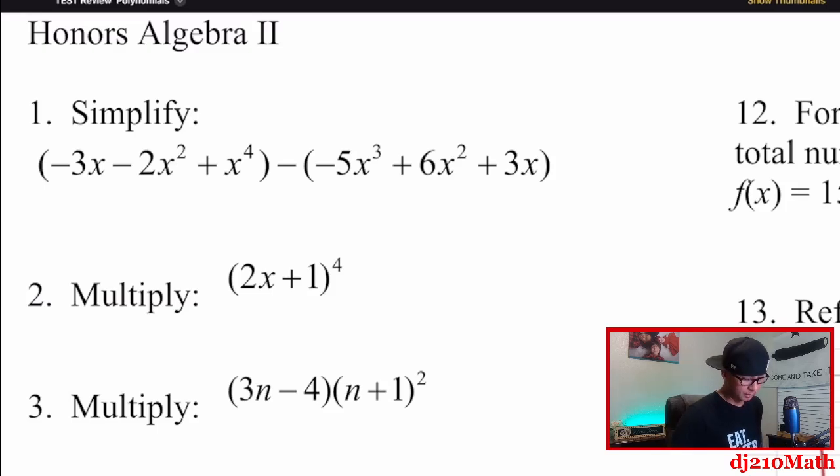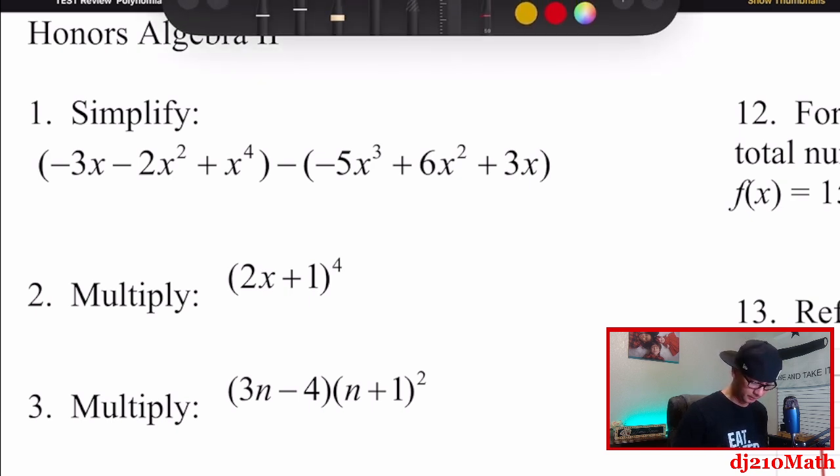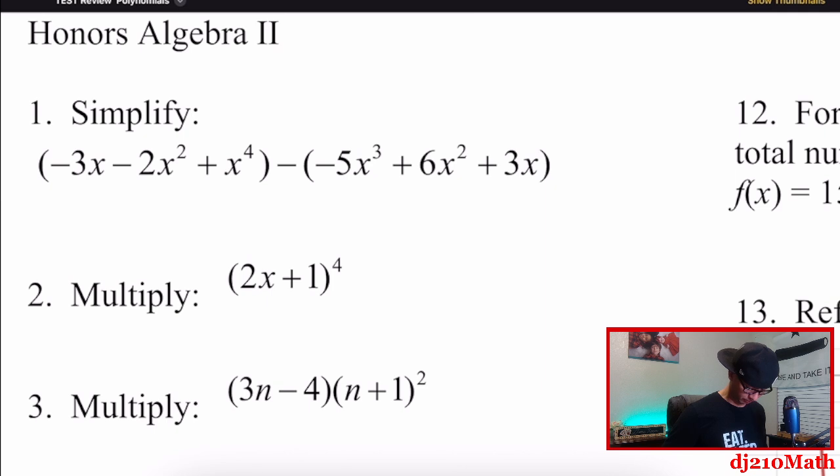Okay, polynomial test review. Number one, simplify. So this is an ideal situation, right? Anytime you're simplifying, we're just combining like terms. You just have to be sure that you're combining like terms, meaning the variables that have the exponents. That's what you're combining. So here we have to distribute the negative.